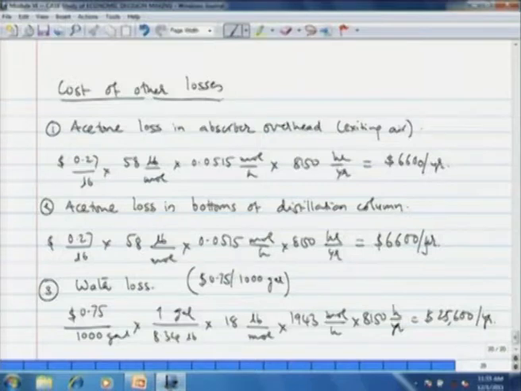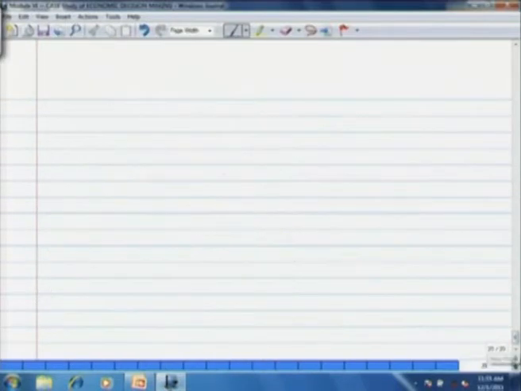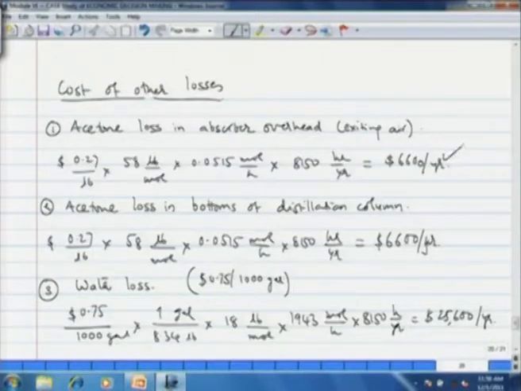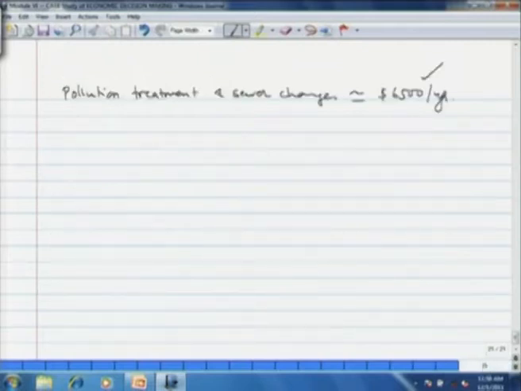In addition to this, we have the sewer charges and the pollution treatment cost. So, those are also not going to be much, those are likely to be of the order of about $6,500 per year. So, at that point we note, pollution treatment and sewer charges both are likely to be in the range of $6,500 per year. So, what we can see from this analysis is that all of these figures are much smaller than the cost of acetone that is recovered from the process, which was estimated at about $1.4 million, and therefore, we can go ahead with the design.